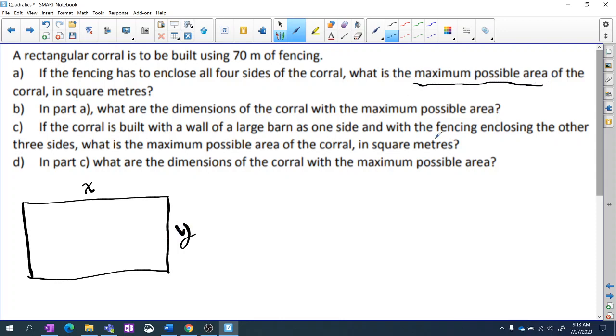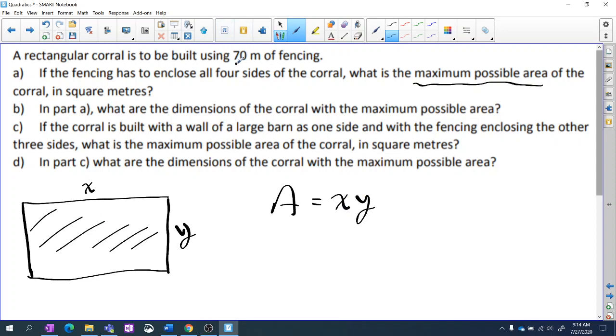I want the maximum possible area of this corral right here. Well, let's build a function to model what I want to be as big as possible, which in this case is area. So the area of that rectangular corral is xy. Pretty standard problem that we've encountered in the first 2 examples. There are 2 variables here. I don't like that. So there must be some other information given so I can eliminate one of these variables.